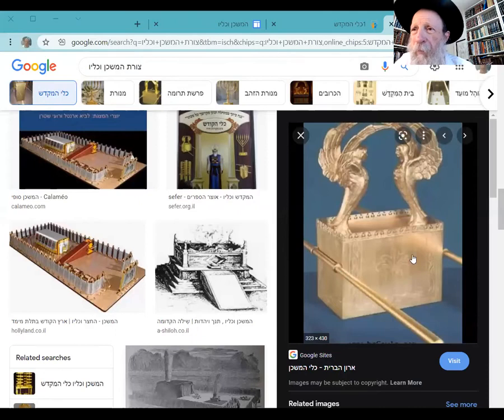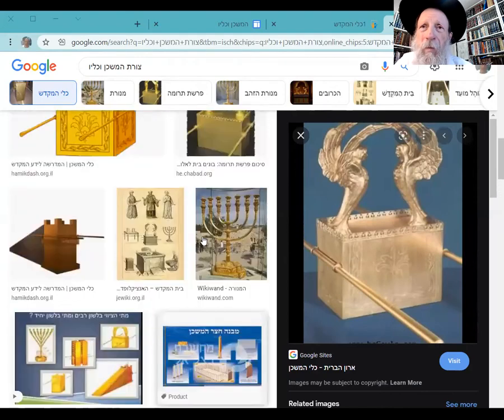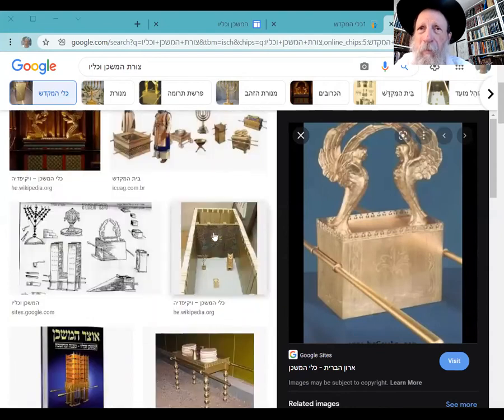Here we are. 2.5 by 1.5 by 1.5. And these poles are 10, exactly the size of the inside of the ark. Inside of here, exactly the size of this, 10. Good. Let's go back to the text. So it says it has to be 2.5 amas long, 2.5 amas deep, 2.5 amas high.